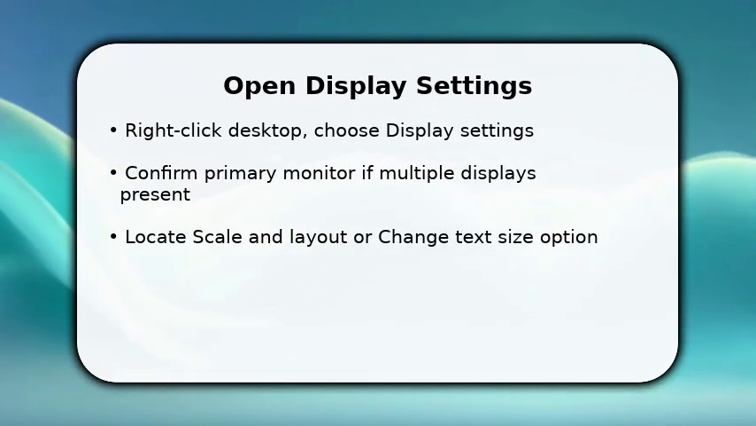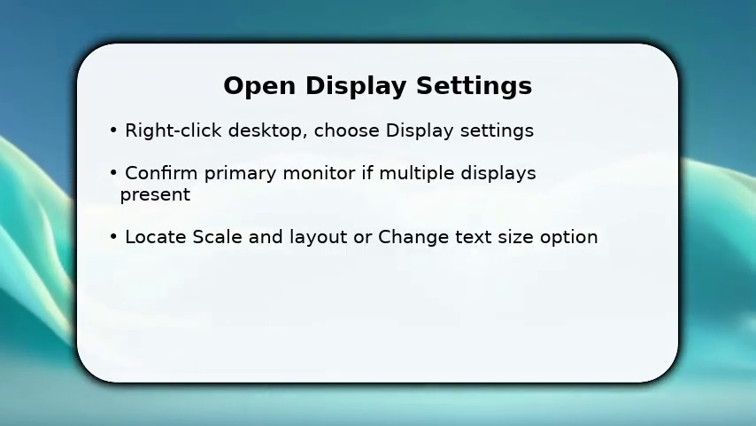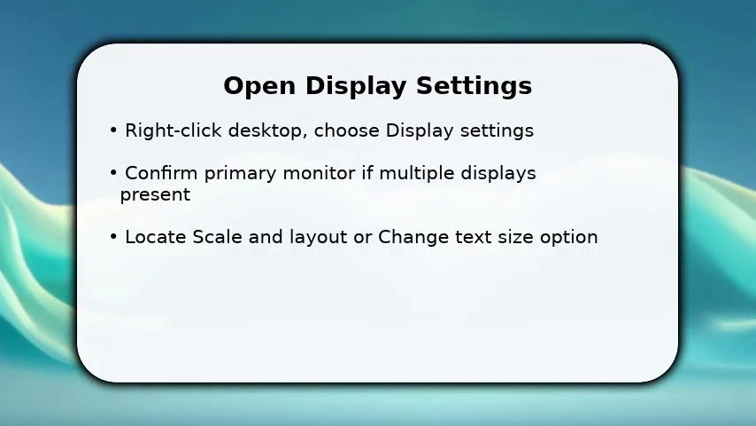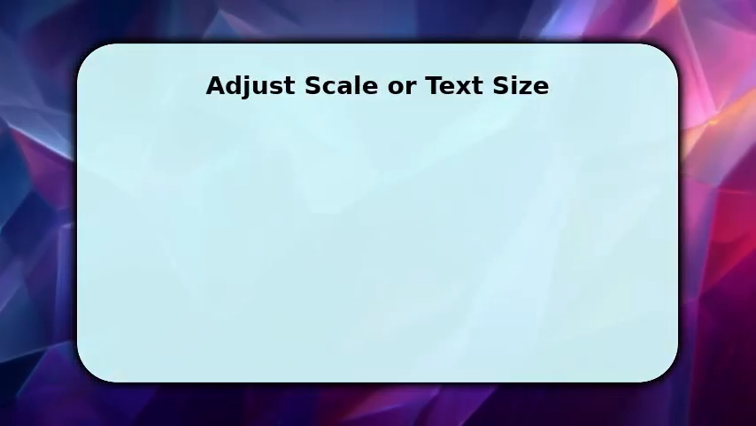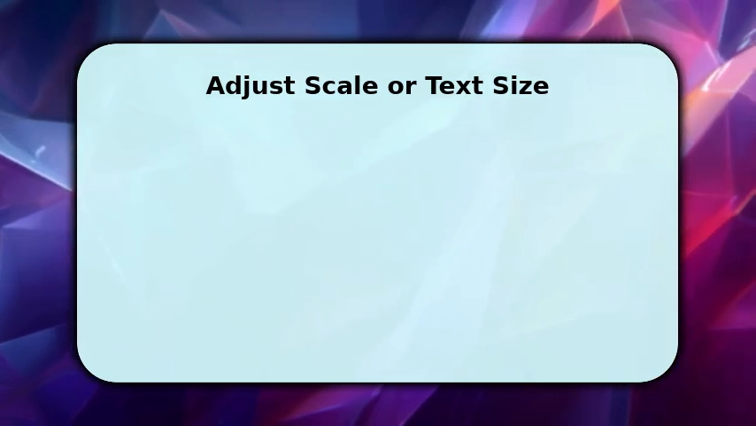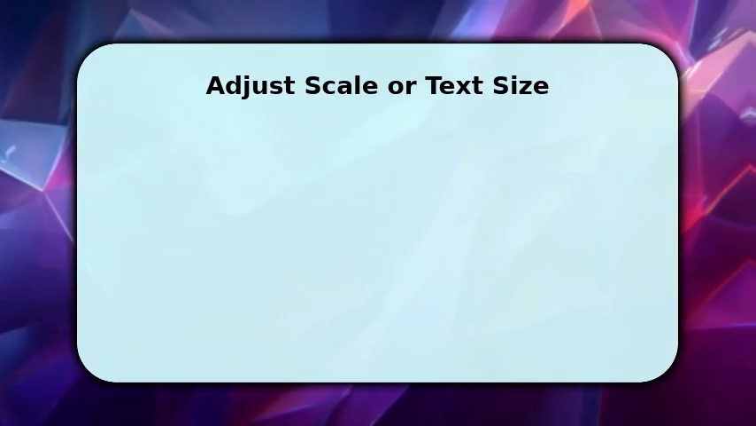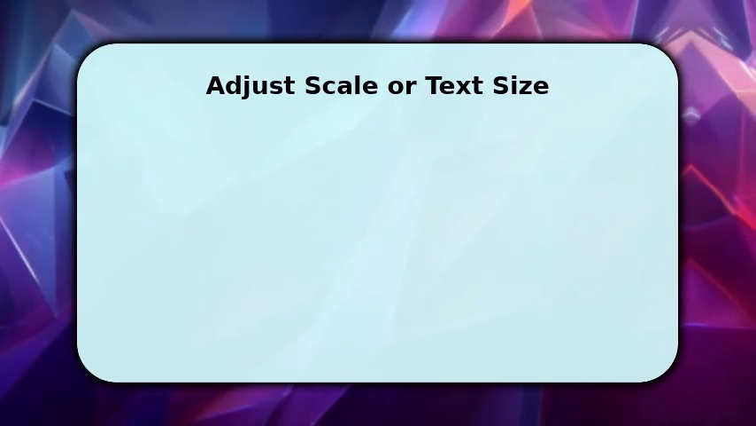You will use that control to increase fonts across apps and system UI, not just one program. Make small increases first so you can read and still fit content on screen. Now adjust the scale or text size precisely. Choose a preset like 125% or 150% to enlarge everything, or use the text size slider to affect only fonts.